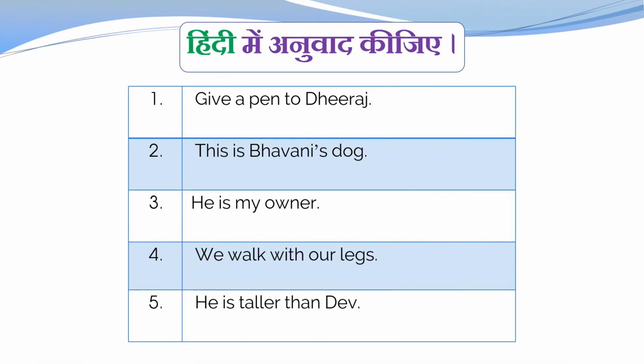Hindi mein anuvad kijiye. Translate from English to Hindi. First one, give a pen to Dheeraj. Second, this is Bhavani's dog. Third one, he is my owner. Fourth, we walk with our legs. Fifth one, he is taller than Dev.